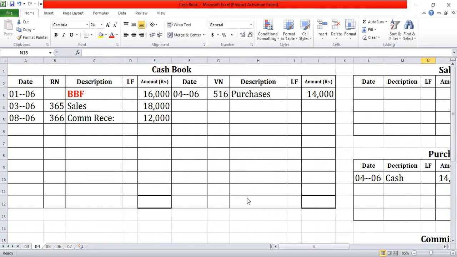Next one, the next date is 11th of June. It's a payment. 517 is the voucher number. Water bill. Payment value is 4,000. Cash book credit, because it's a payment.